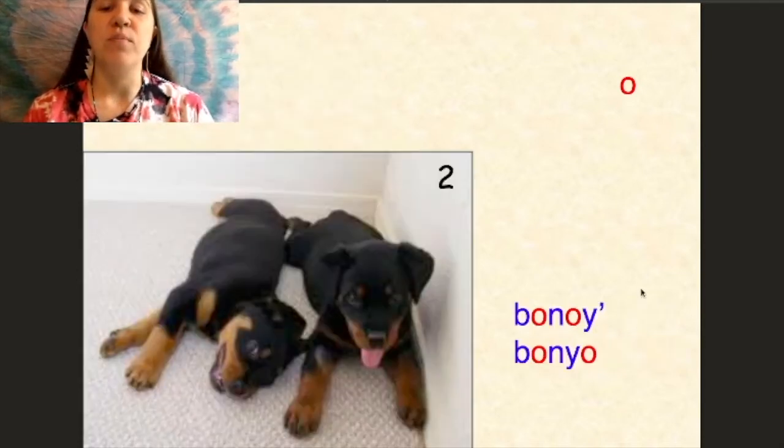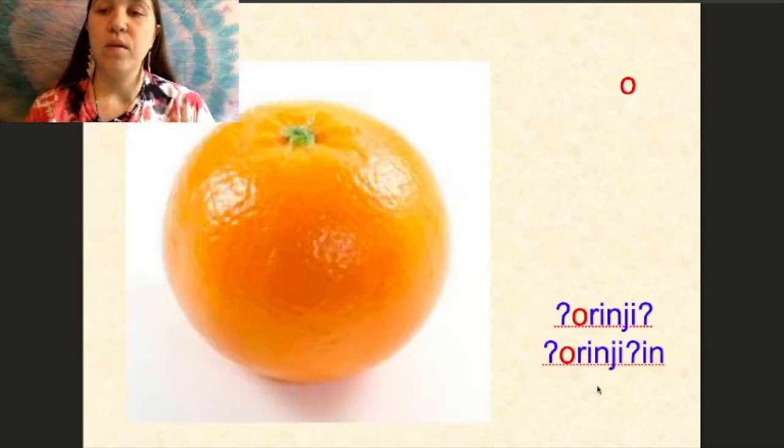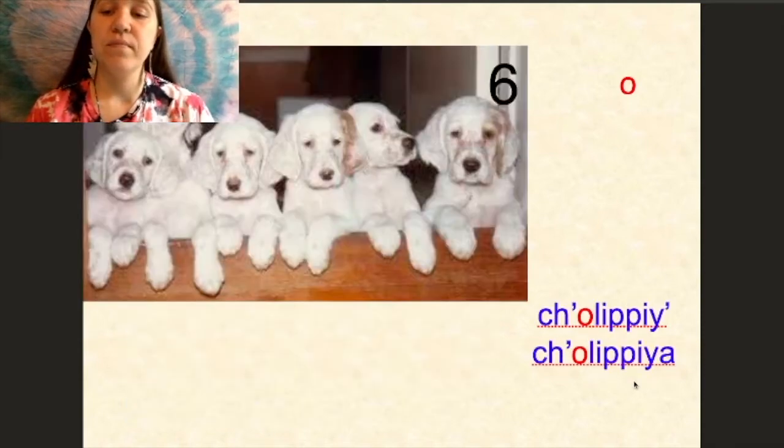And the word for the number two is ponoi, ponyo. And o for orange, orange. And the object form of orange, orangein. For the number six, we have the o sound in there, and it is cholipi, cholipia.